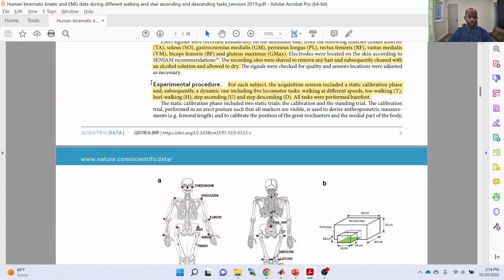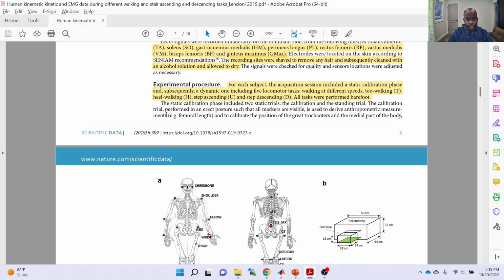So key things that you'll want to know for this data set are that each subject undergoes a static trial where the marker positions are calibrated, then several dynamic trials where they do one of 5 tasks. They can either walk at one or more speeds, walk on their toes, walk on their heels, ascend a pair of stairs, or descend a pair of stairs, and all of these tasks were performed barefoot. So a very concise but clear explanation of the experimental procedure.